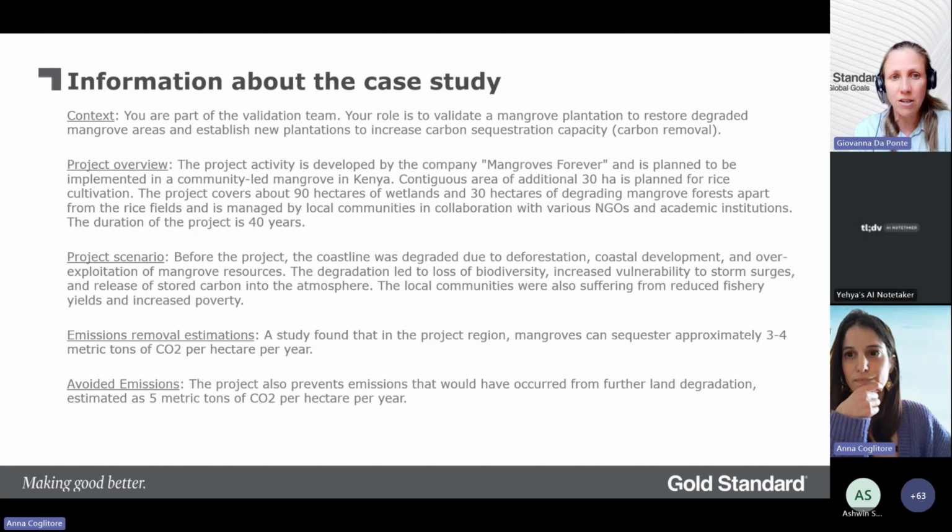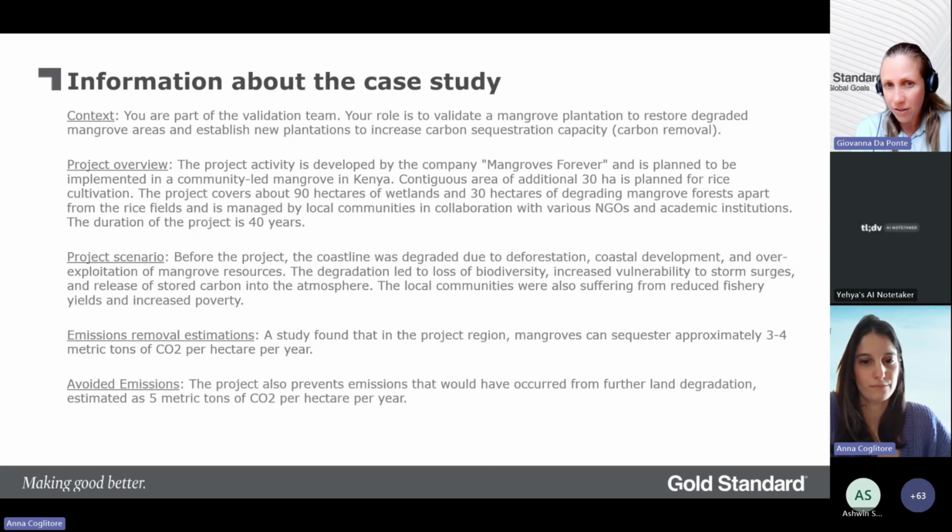So the context here is you're part of a validation team. Your role is to validate a mangrove plantation, to restore the degraded mangrove areas and establish new plantations to increase carbon sequestration capacity, as stated here in the context. This project is in Kenya. This is a fictitious case study, of course, good to mention here.